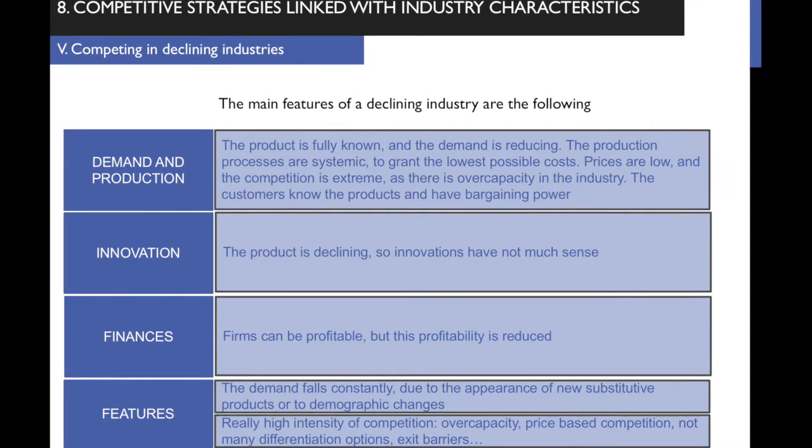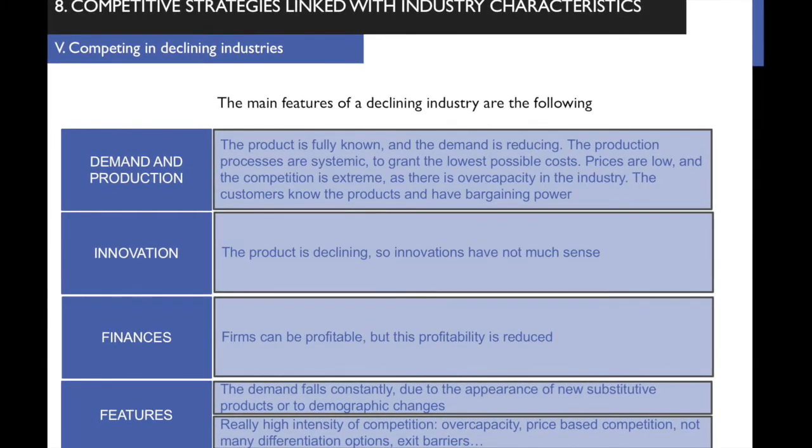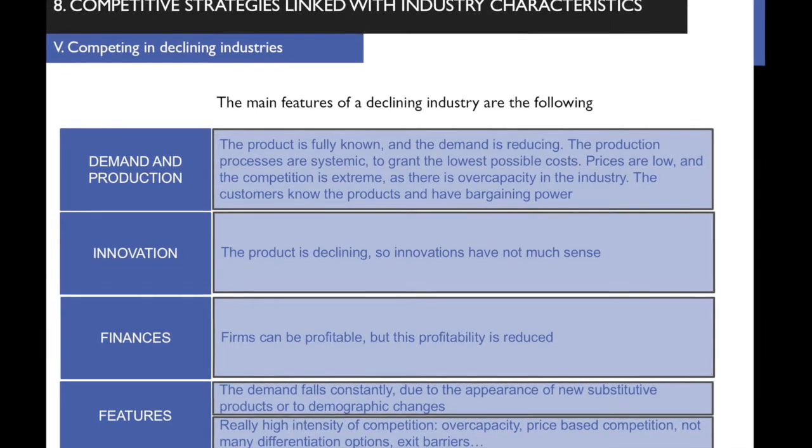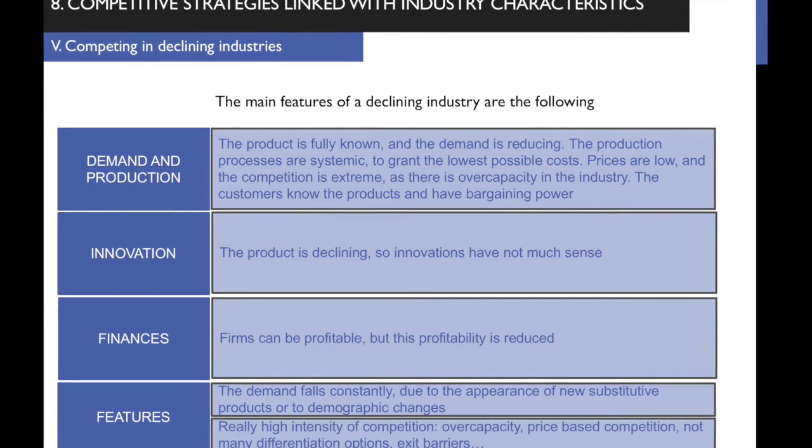Which kind of innovation? No innovation. There's no innovation for these products. If the sales are declining, why should you invest more money in this kind of products? Can firms be profitable under these conditions?